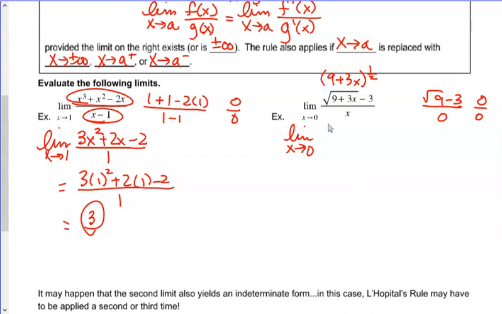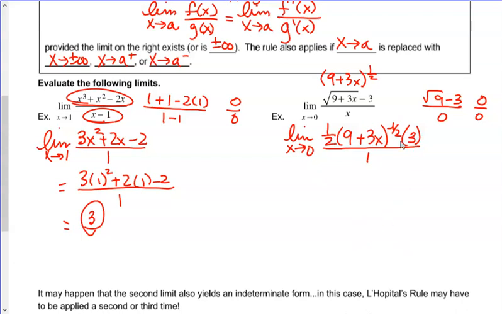I'm going to bring the power out front, decrease that power by 1, and chain rule the inside. So I do need a 3 there. The derivative of minus 3 is 0, and then I have to take the derivative of the bottom, which is 1. So when I have a 1 in the bottom, it doesn't really matter. I'm going to just plug 0 in for x and figure out what my answer is.